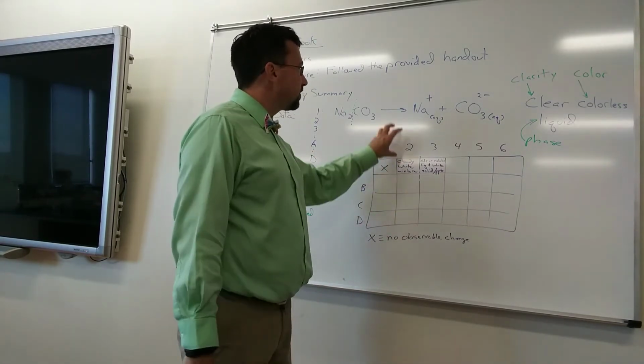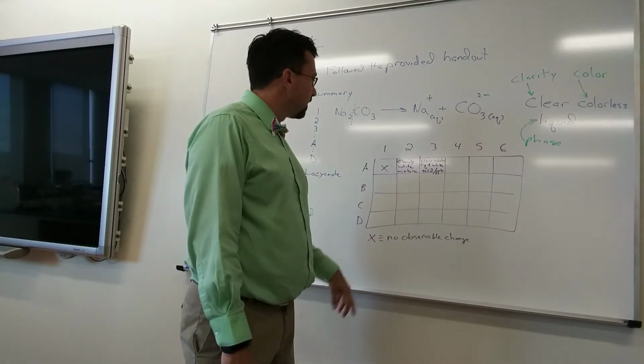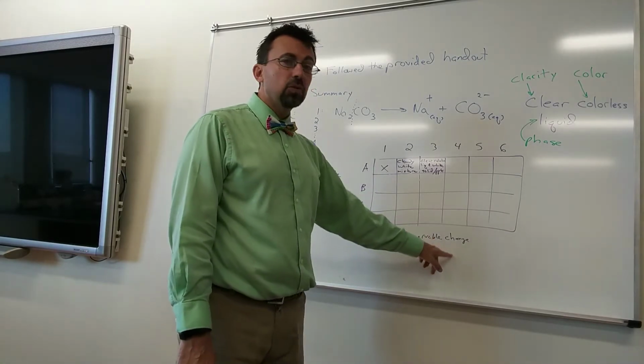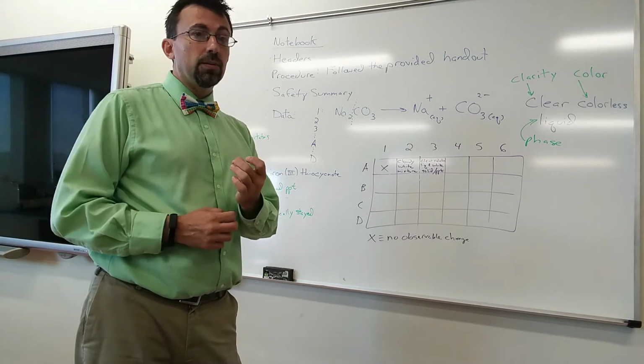If nothing happened, if you have a clear colorless liquid mixed with a clear colorless liquid, and you make a clear colorless liquid, just put an X there. And then I put a little key at the bottom. X means no observable change. Just because we don't see a change doesn't mean a reaction didn't occur.